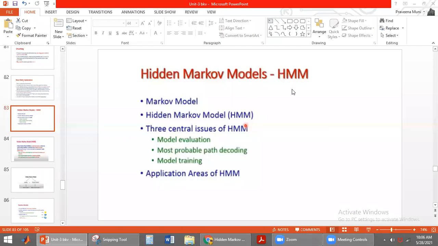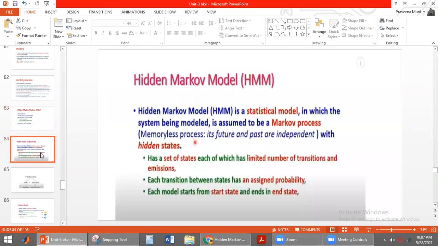Hidden Markov models. Here we are going to discuss what a Markov model and a hidden Markov model are. We are also going to discuss the three central issues of hidden Markov models, that is model evaluation, most probable path decoding, model training, and application areas of hidden Markov models. These are the topics we are going to discuss. First, we will discuss what a hidden Markov model is.